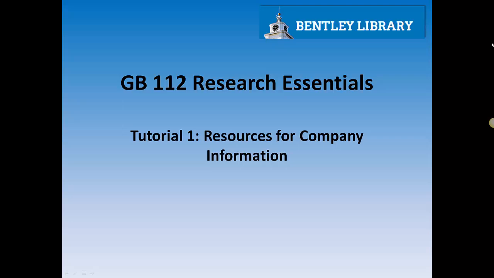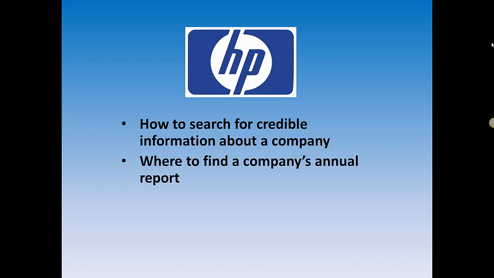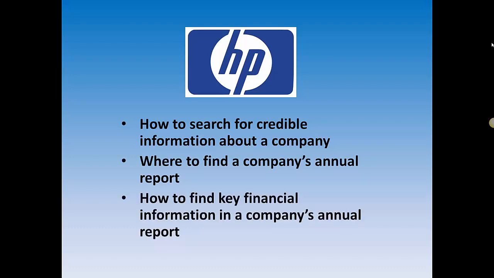This tutorial was put together by the Bentley Library to help you with your GB112 project and to help you to complete the Blackboard quiz you'll take during the semester. Throughout this tutorial, we'll use Hewlett-Packard as our target company. We'll use Hewlett-Packard to cover how to search for the most credible information about a company, where to find a company's annual report, and how to locate key financial information in a company's annual report.